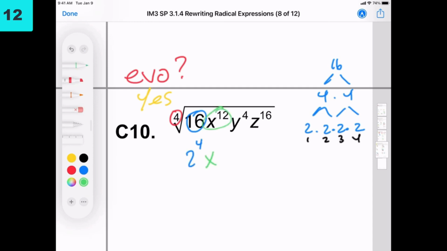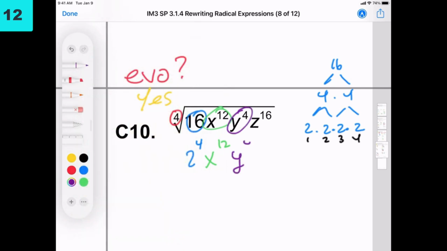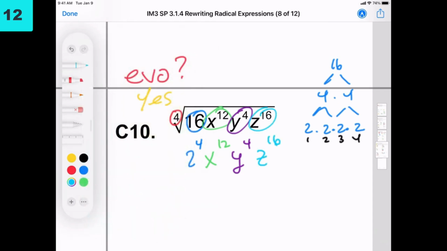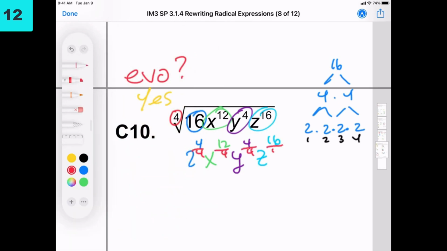I have x to the 12th. I have y to the 4th. And I have z to the 16th here. And we're going to divide all those numbers by 4. So I get 2 to the 1st, x to the 3rd, y to the 4th, z to the 4th.